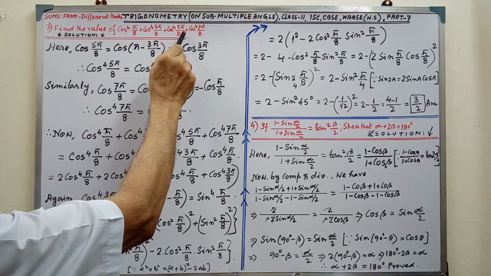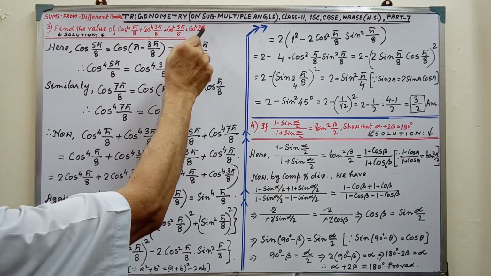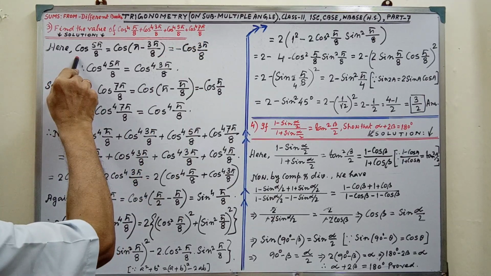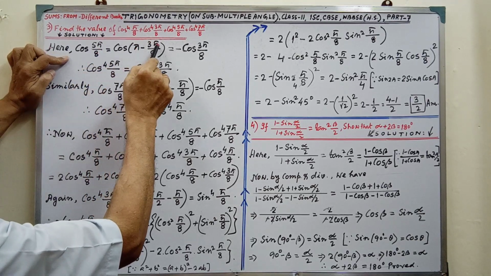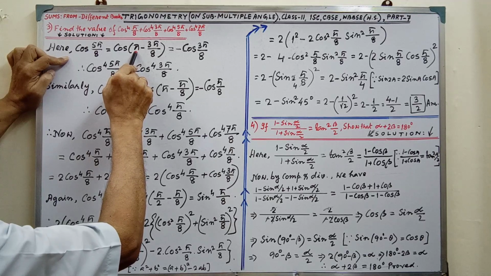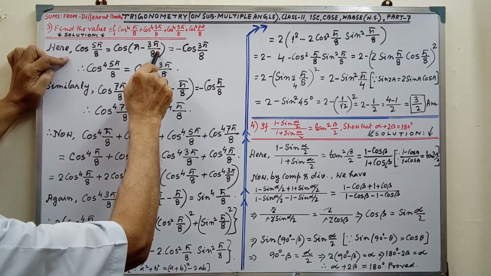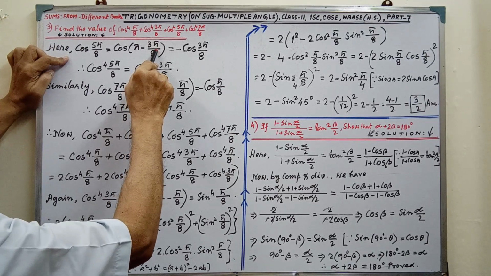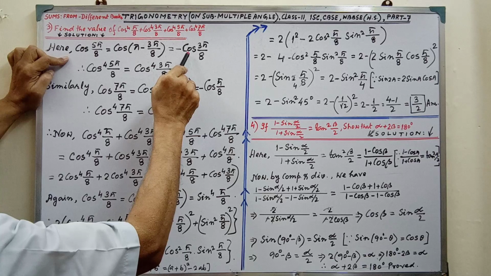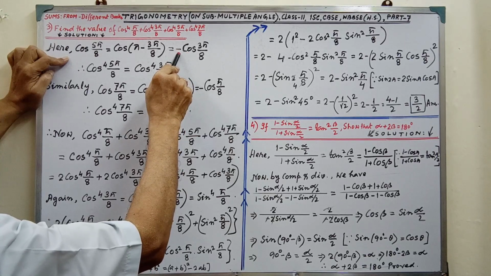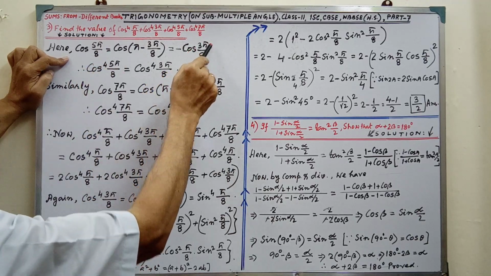First we have to simplify angle 5 pi by 8, that is cos to the power 4 7 pi by 8. Here cos 5 pi by 8 equal to cos (pi minus 3 pi by 8). Pi, that means 180 degree. 180 degree minus theta, that is we are getting angle in second quadrant. All sine, tan, cos, sine, all sine positive. This is cos, this is why it will be negative. This is why cos 5 pi by 8 equal to minus cos 3 pi by 8.